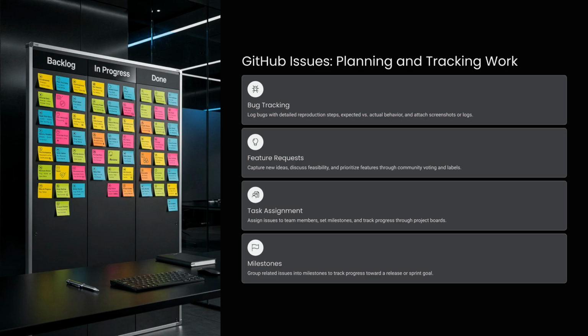GitHub issues are central to planning and tracking work. Use them for bug tracking, feature requests, task assignment, and grouping related tasks into milestones to track progress toward release goals.